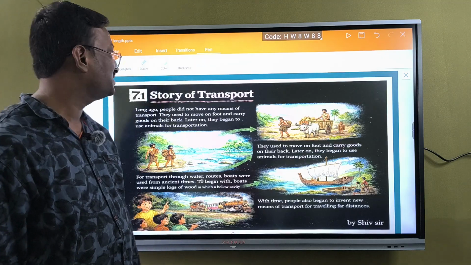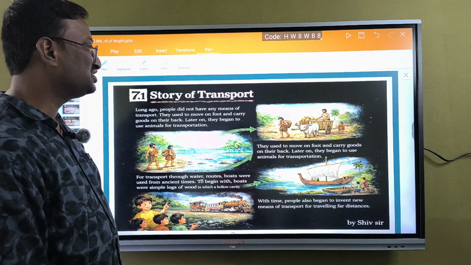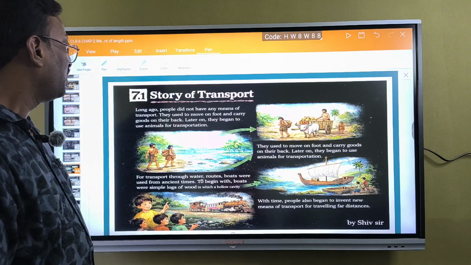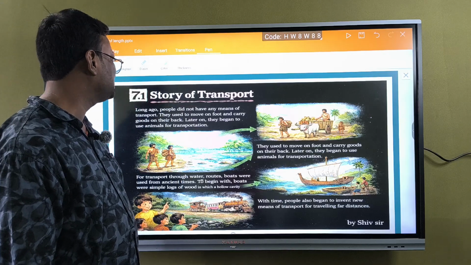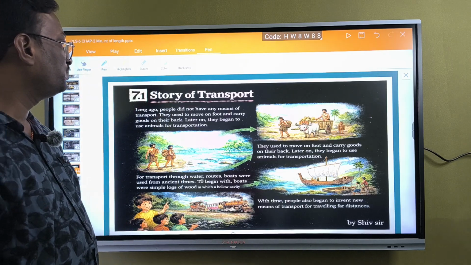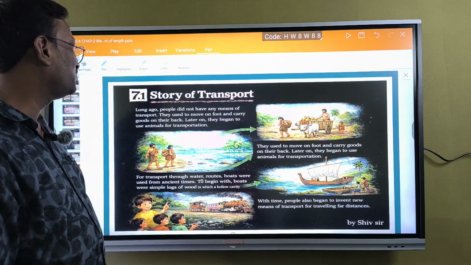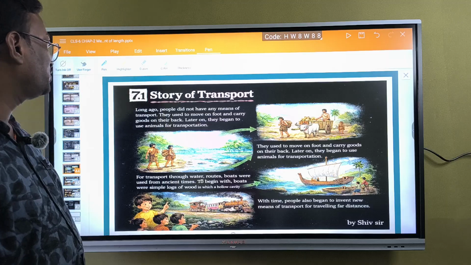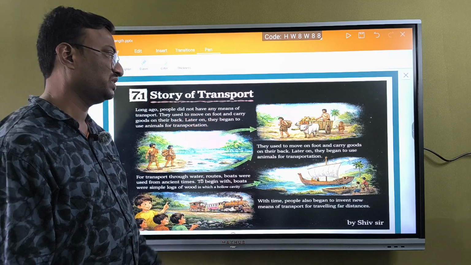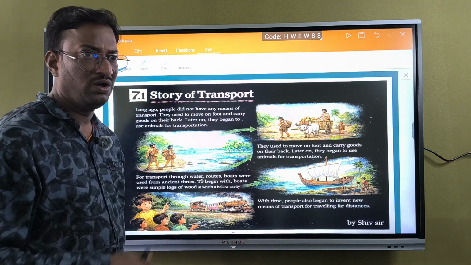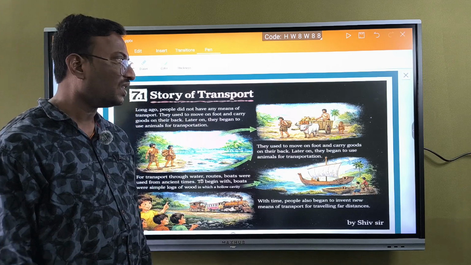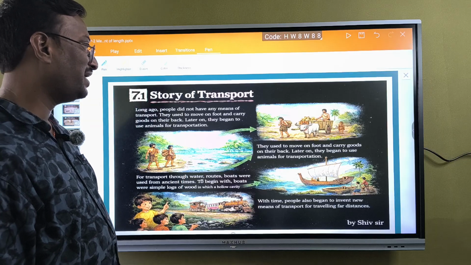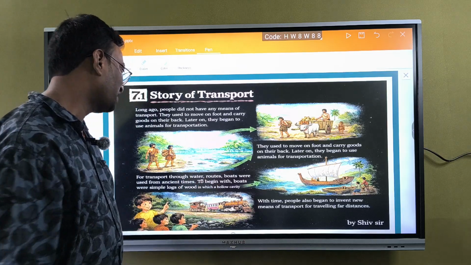Now, the next thing is transportation. There is a past story for this. Long ago, people did not have any means of transport. They used to move on foot and carry goods on their back. Later on, they began to use animals for transportation.